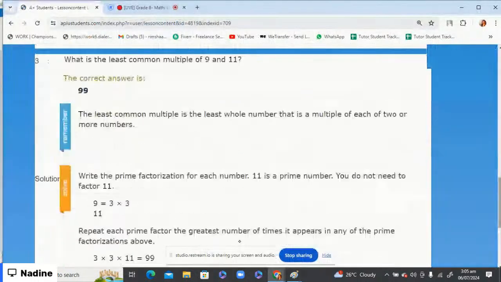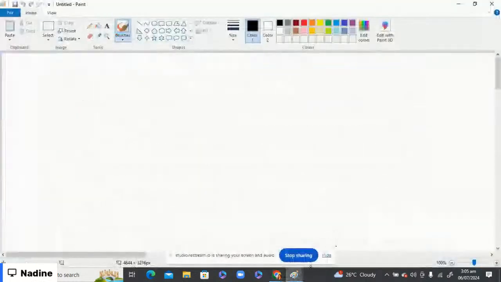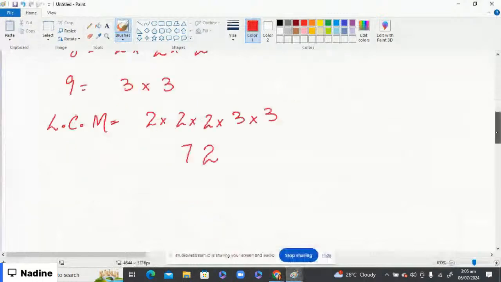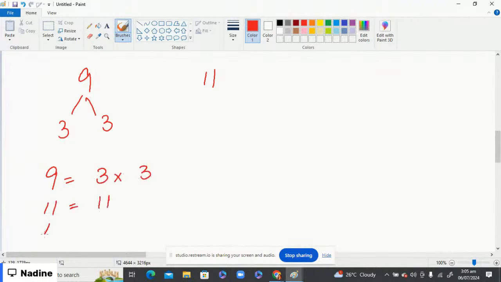So what is the least common multiple of 9 and 11? Let's check. As we know, 9 is 3 times 3, and 11 is a prime number, so there are basically no common factors. For 9 it's 3 times 3, and for 11 it's only 11. So what is the LCM? Multiply all the numbers. 3 times 3 is 9, 9 times 11 is 99.